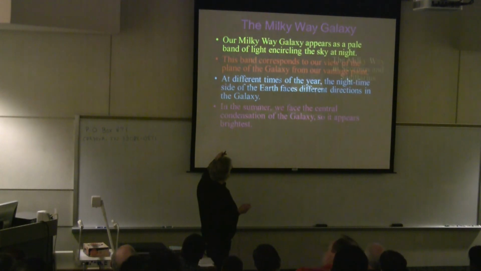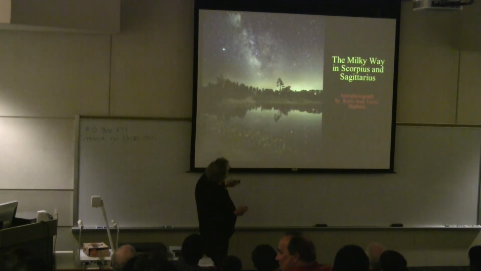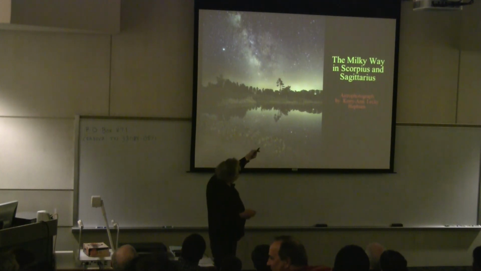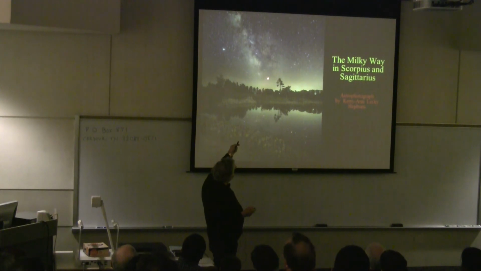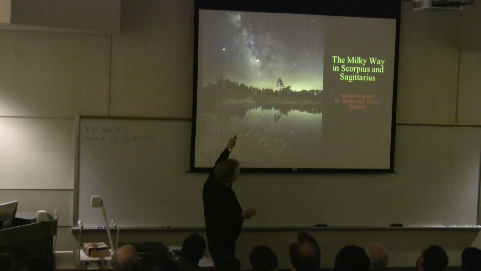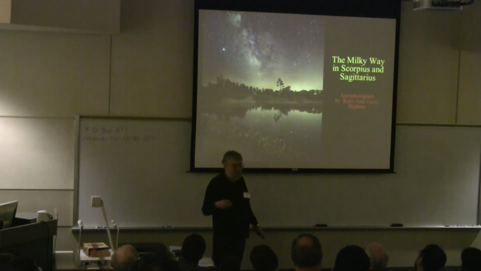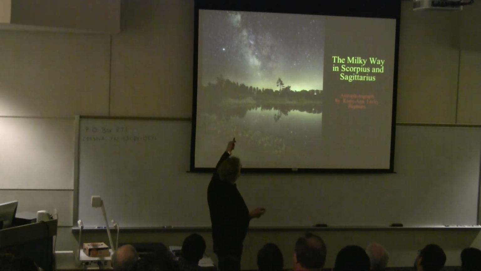Okay, already said that. Here's a picture of that. The Milky Way going through Scorpius. There's Antares. There's the head of the scorpion. There's the tail of the scorpion. Here's the teapot of Sagittarius. And this beautiful picture over the lake there shows us looking right in towards the very center of the galaxy, where it's the brightest. We're not seeing individual stars there.